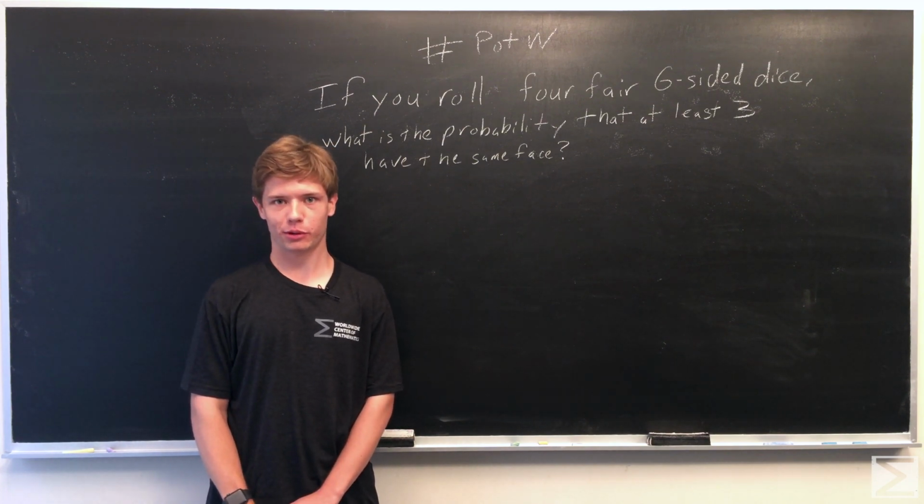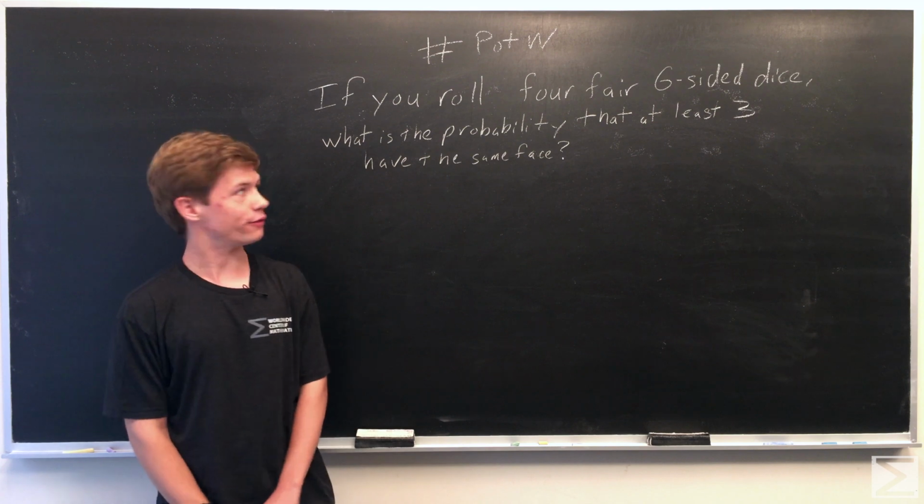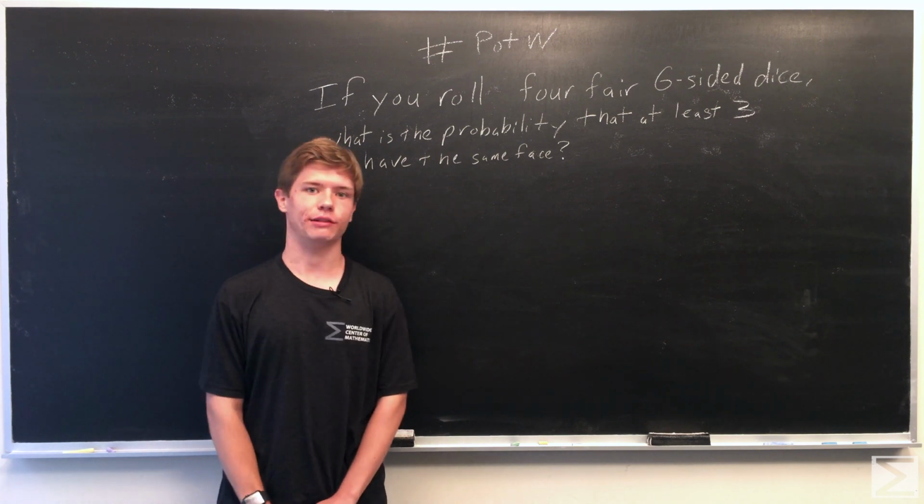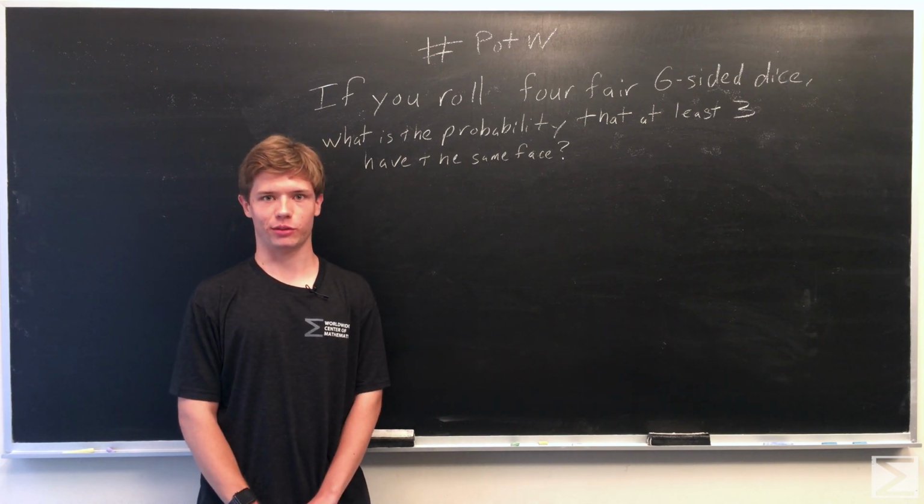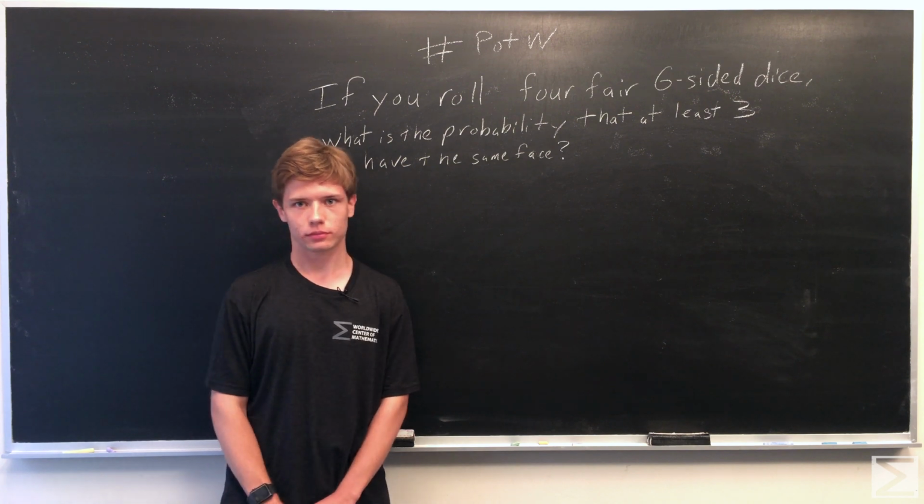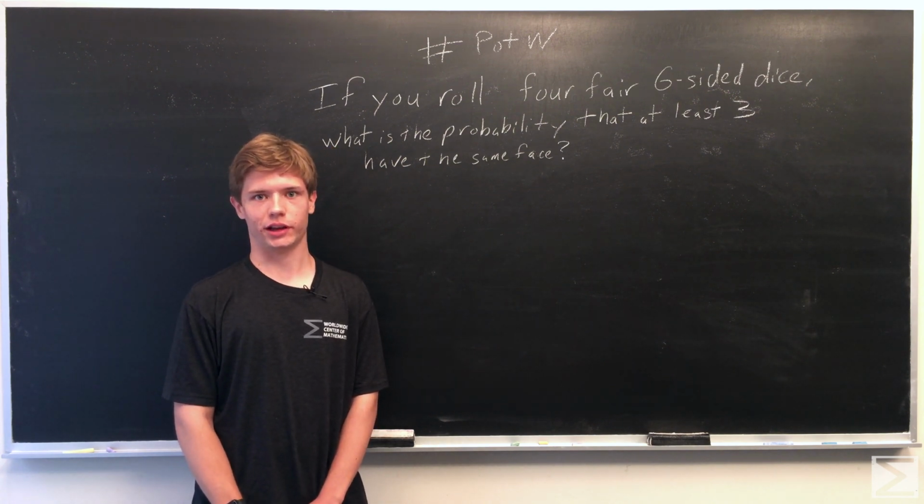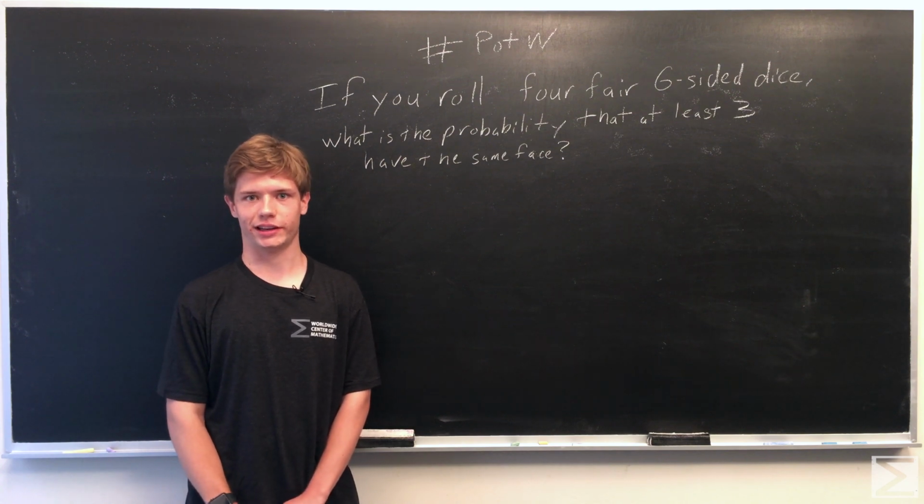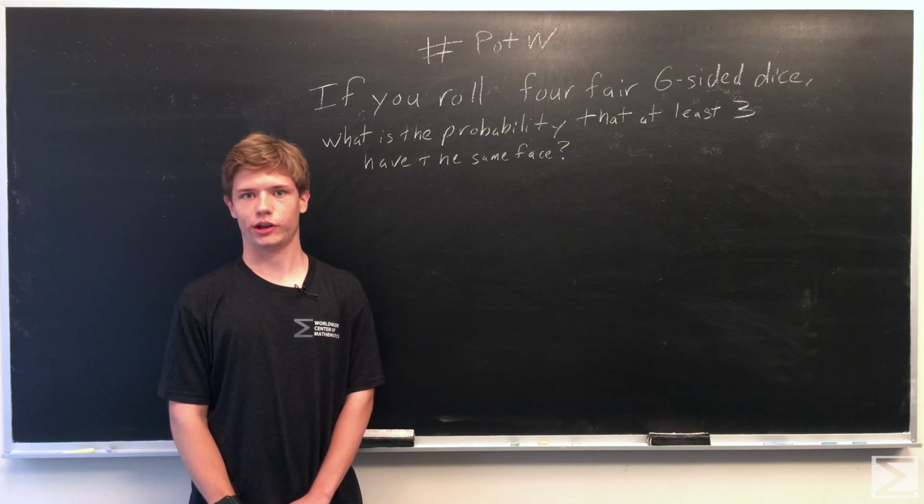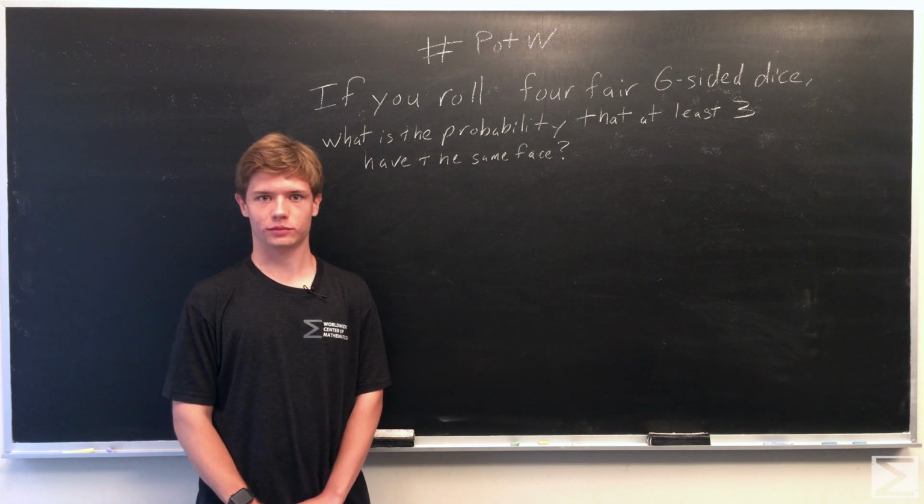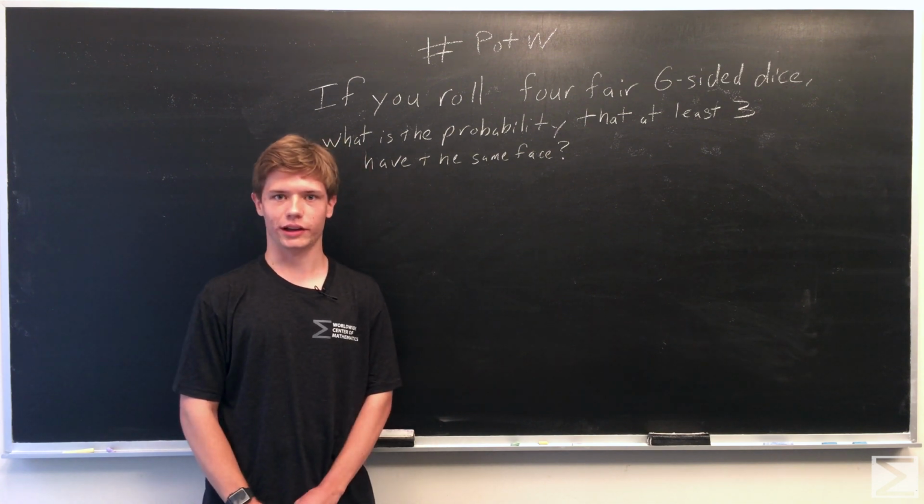Today we have a probability problem. So we're rolling 4 6-sided dice, and we want to know the probability that at least 3 of them land on the same face. So there are 2 cases. The first case being that they all land on the same face, and the second case that 3 of them have the same face, one of them has a different face. So we'll go through each case one at a time.